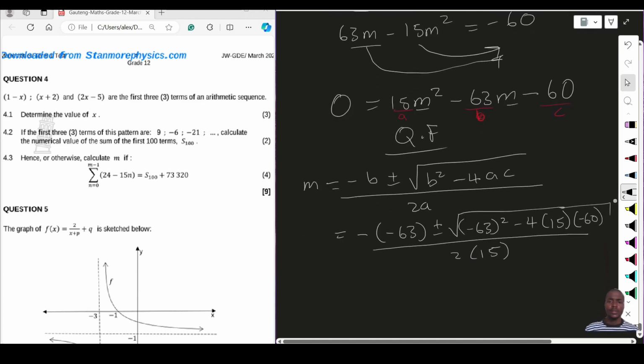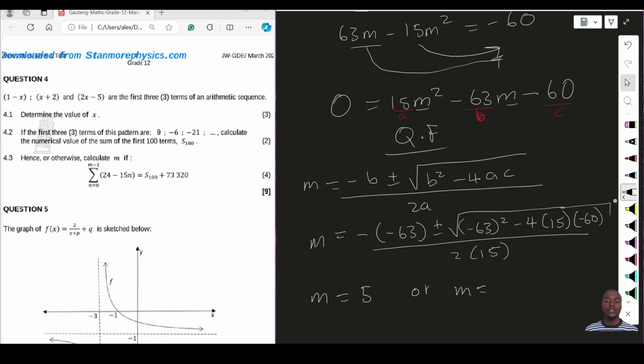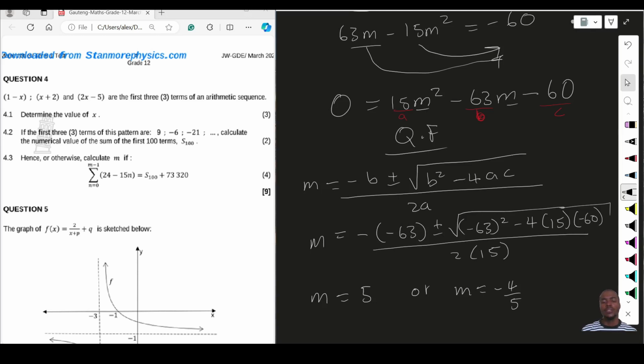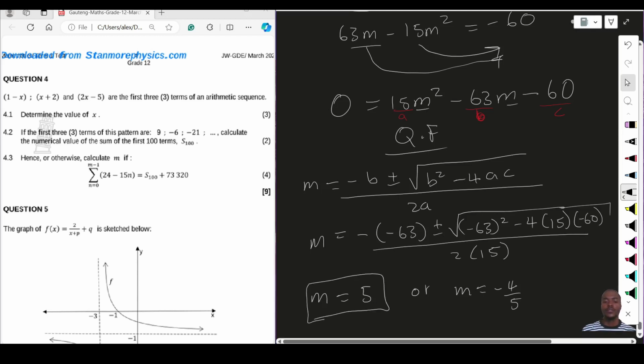From there, we say it's equal to the first value that you get, it's 5, or m is equal to minus 4 over 5. m is equal to this 5, or m is equal to this minus 4 over 5.